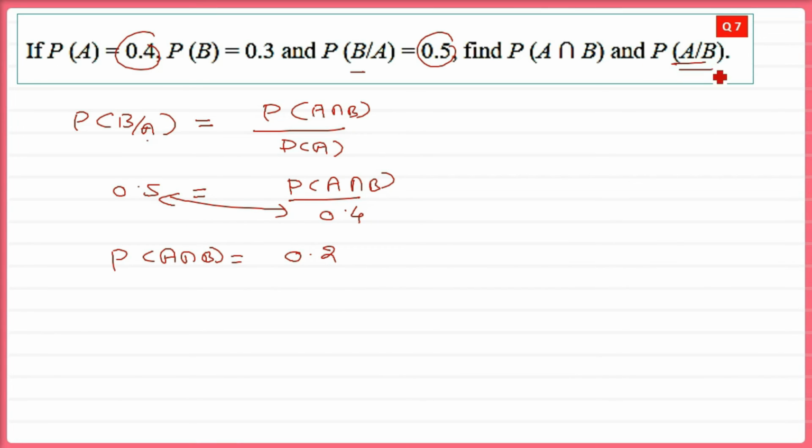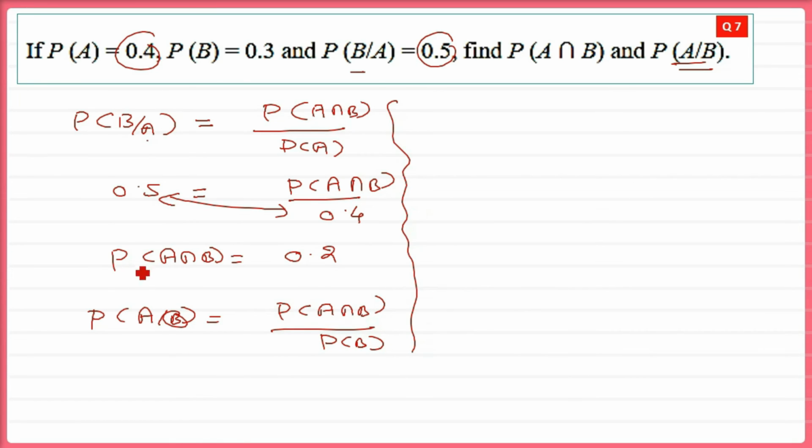Multiply these two, P(A intersection B) will be 0.5 into 0.4, that is 0.2. Now the second one which is wanted in this question is P(A|B), that is, if B's probability is known, what is the probability of A? That will again be P(A intersection B) in the numerator, and P(B) will come in the denominator. So what all we have? P(A intersection B) is 0.2, P(B) is 0.3, and this is P(A|B). So 0.2 by 0.3 is 2 by 3. So this 2 by 3 will be your probability of A when B is known.